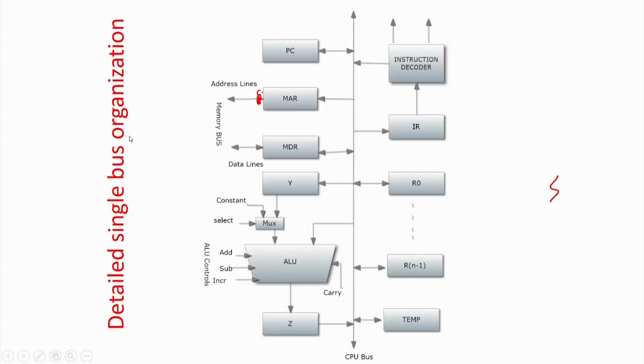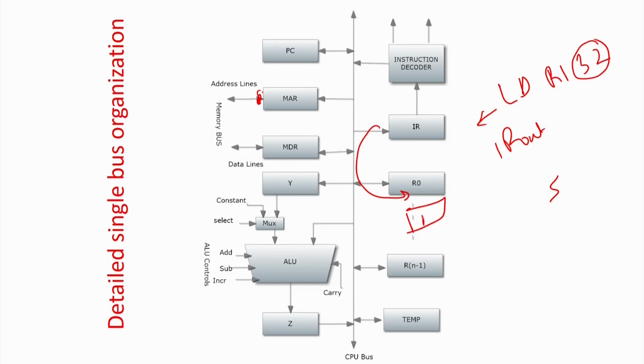If you look at it, now you have loaded your instruction, load R1 32, which is already present in your instruction register. So, this part has to be extracted, that is nothing but IR out, and it has to be loaded in R1. Maybe this register is called R1. So, it will be R1 in and IR out. That is done basically, and it will give the value.